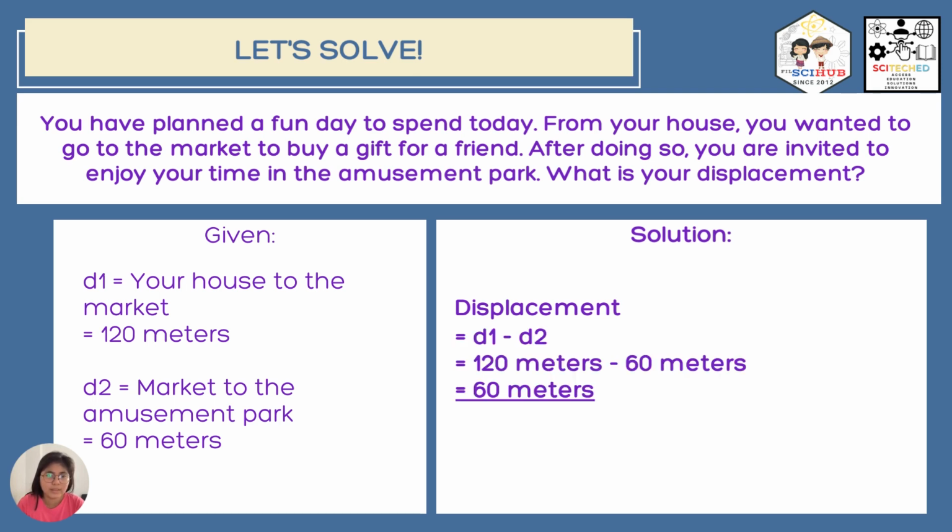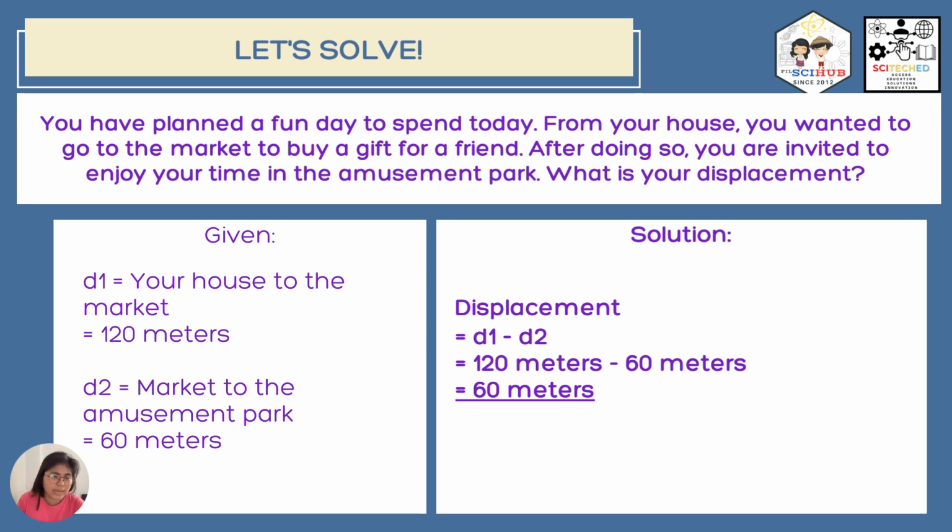This is because when you went to the market, you are going farther away from your house. But when you went from the market to the amusement park, you are going nearer, or that you are going towards your house. That's why we know that your displacement is not widening, but it is getting smaller as you go towards your house or as you go back to the amusement park. So that is 60 meters.